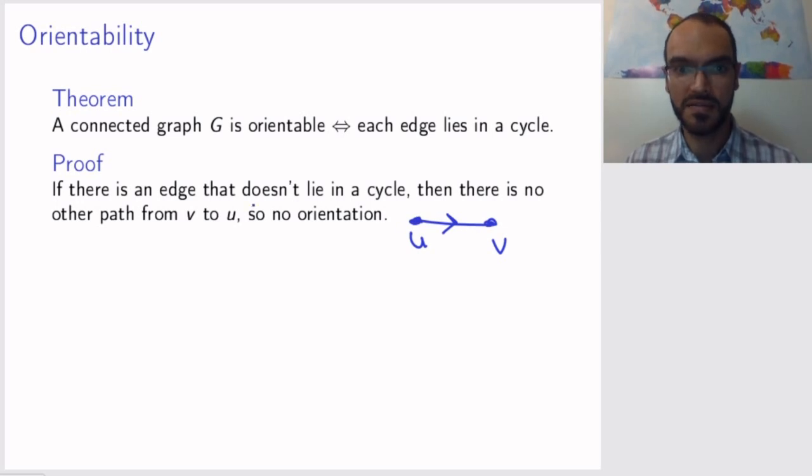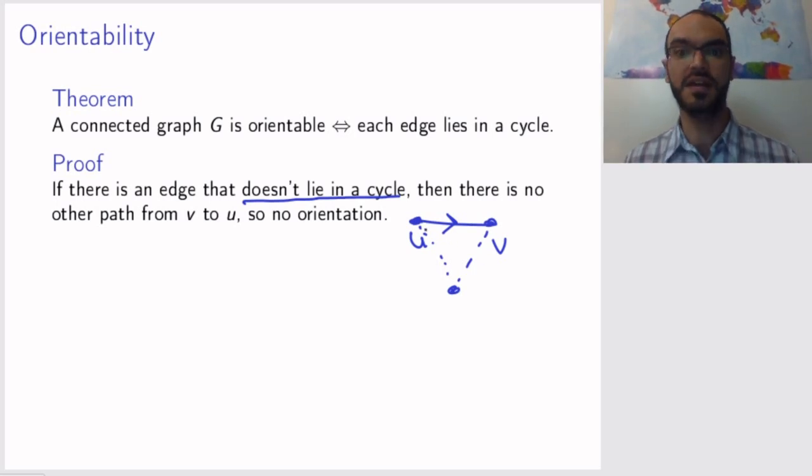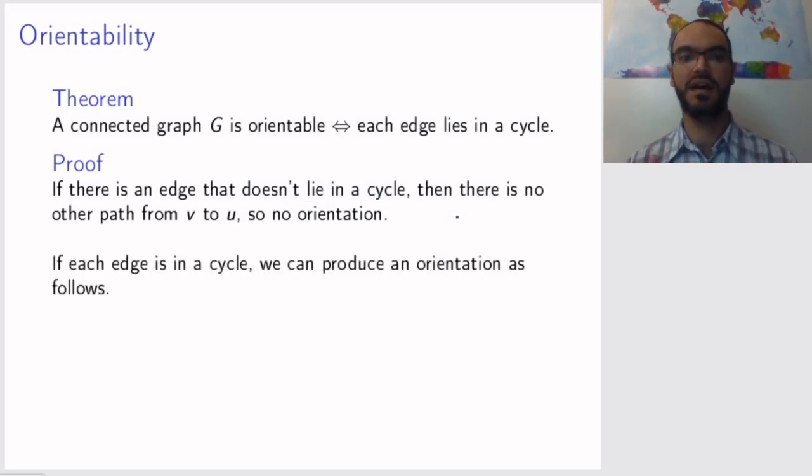And then, since this doesn't lie in a cycle, there is no other path. If there were another path that I could possibly take back, then this would be inside a cycle. Since it doesn't lie in a cycle, I cannot do this. So it's necessary that each edge lies in a cycle.